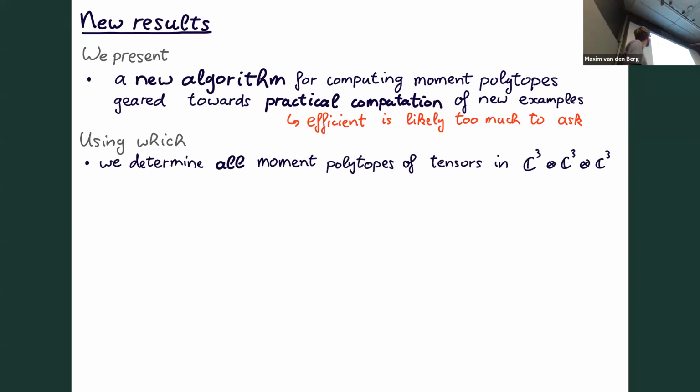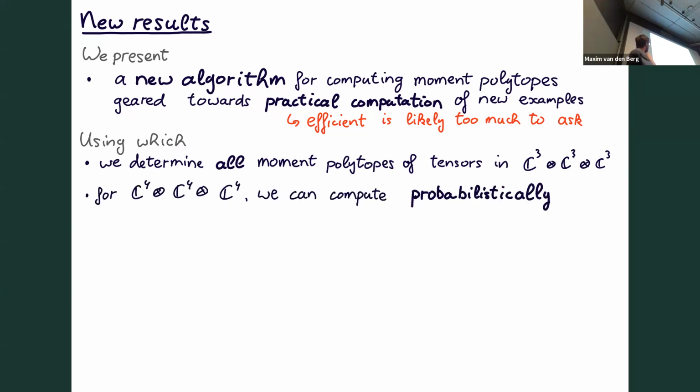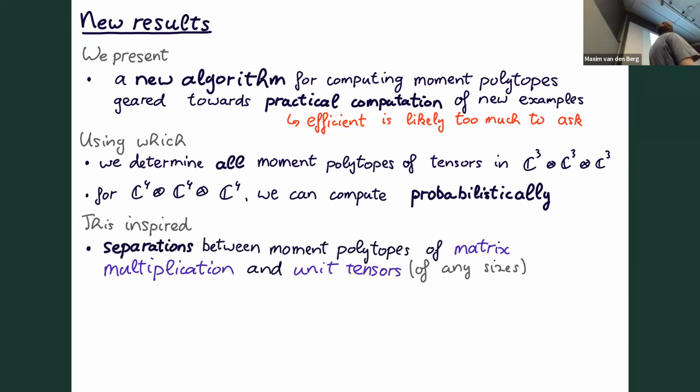And what do we do? So we have this algorithm, and then we're able to determine all moment polytopes of tensors in C3 tensor C3 tensor C3, and also in C4 tensor C4 tensor C4, but only probabilistically, with some probability of success. And this is really an order of magnitude larger than what was done before. And then we implement the general idea that I mentioned on the previous slide. These examples then inspired new theoretical results.